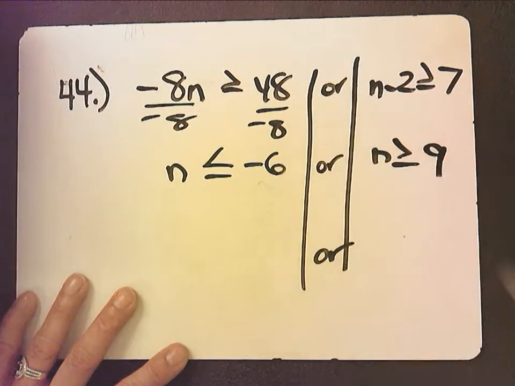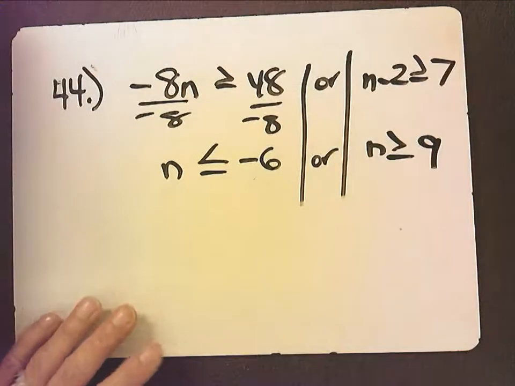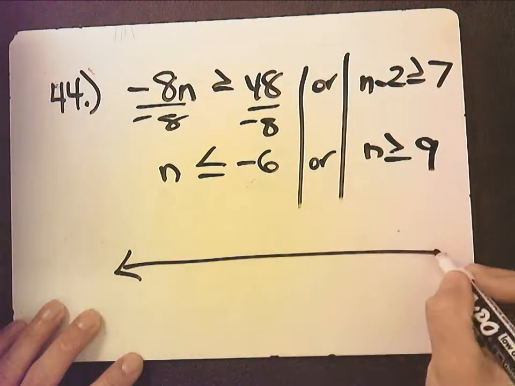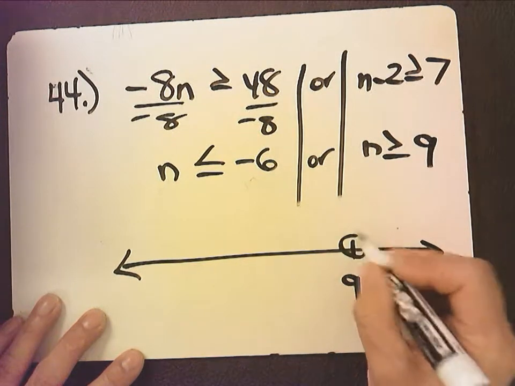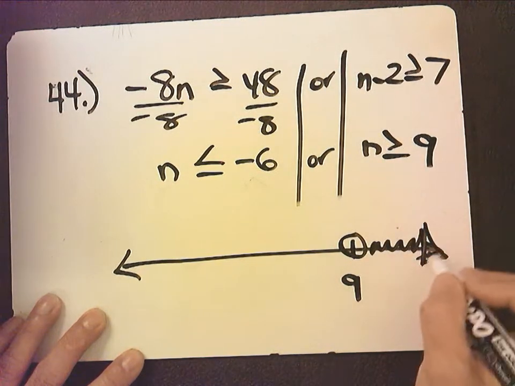And this is or, which means if it fulfills one requirement, that's good enough to get on the list. So greater than or equal to 9 goes this way.